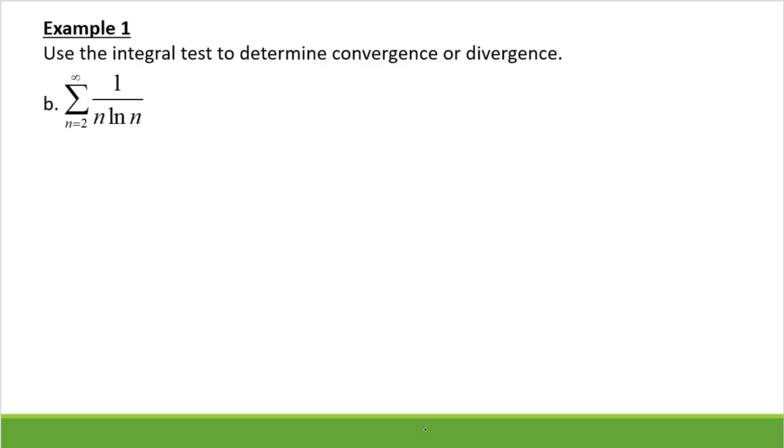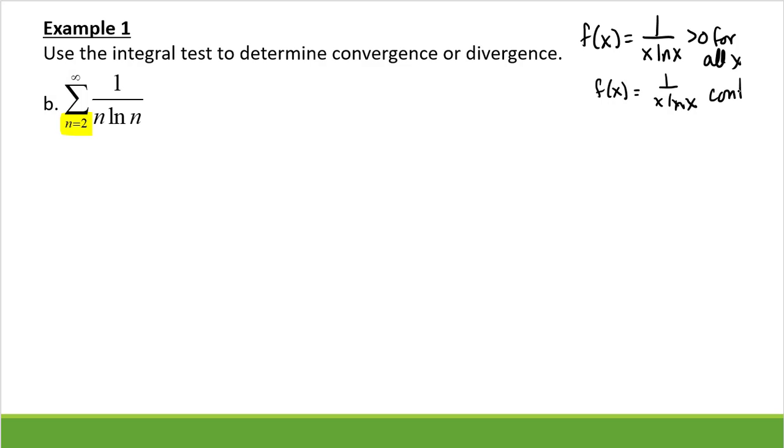Okay, example number 2, this is for n greater than or equal to 2. It starts at 2 because ln of 1 would be 0. So what we want to make sure we do is we state our conditions. So we state the function that we have. And let's try and use x's for this. ln of x is greater than 0 for all x. ln of x is continuous. If you want to write those in one statement, you can. I just realized that as I was writing it.